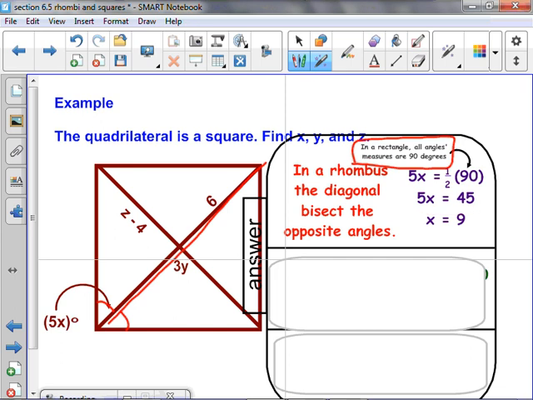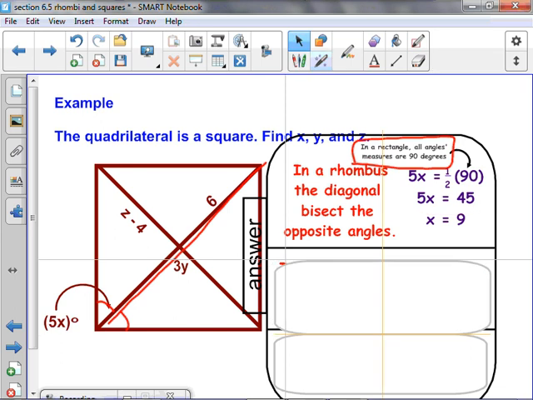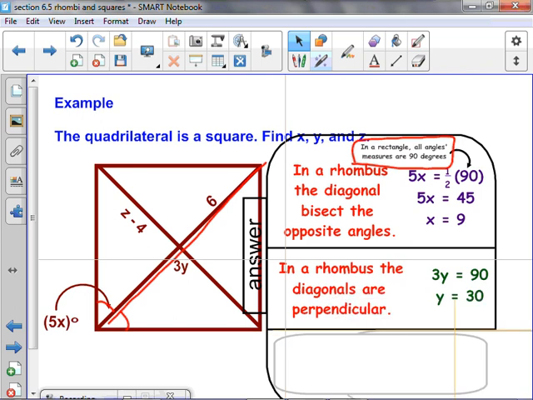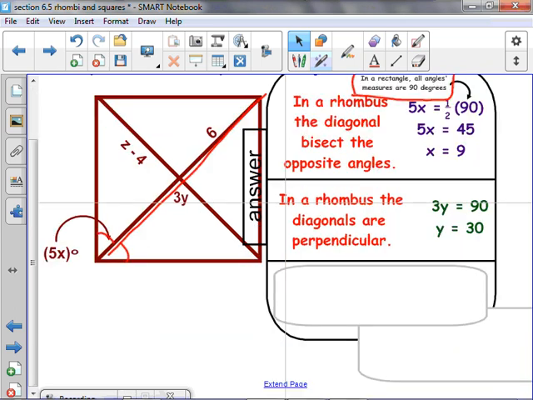Now I want to find, I would do z next, but let's see what they do. Okay, no, they're going to do y. Okay, y is awfully easy too, because I know that because it's a rhombus, this must be a 90-degree angle. Okay, so 3y must equal 90, and so y must be 30.